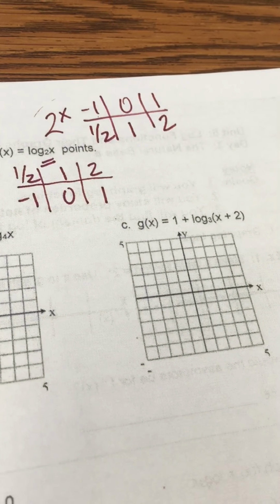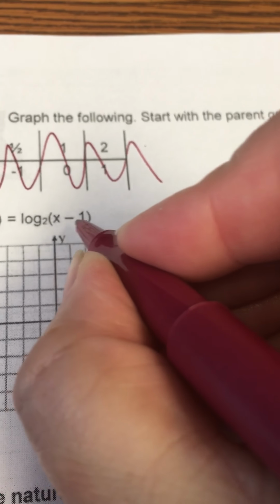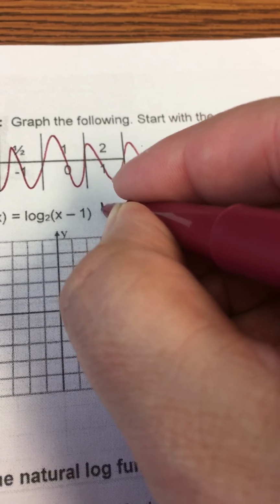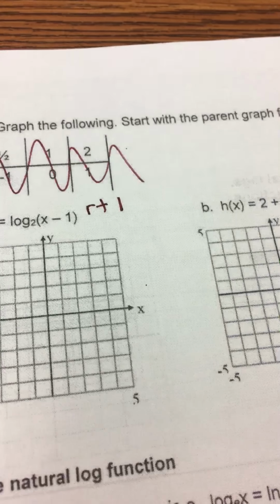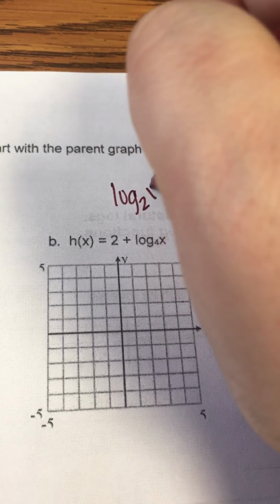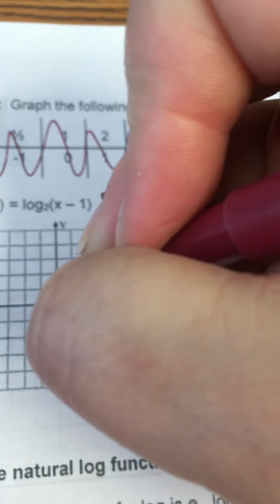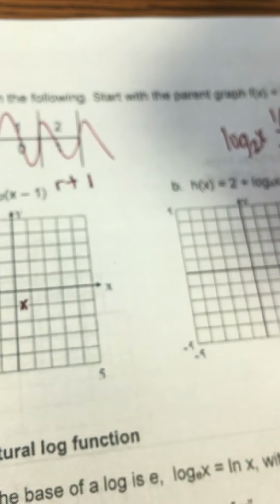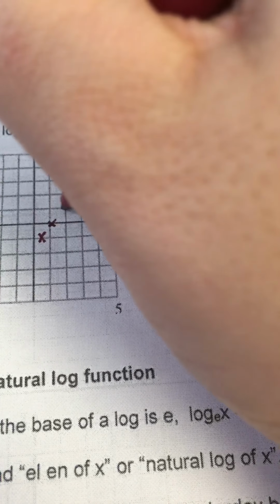When you're working with logs, as a reminder, if it's inside the parentheses, these are movements right or left. So if it's x minus 1, I go right 1. So my initial points for log base 2 of x are 1/2, -1, 1, 0, and 2, 1.